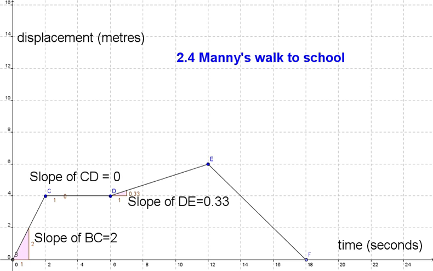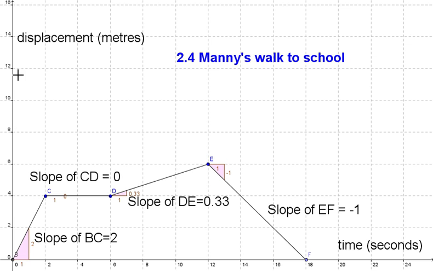And then finally, for the last segment, EF, display it there, and we can see that the slope of line segment EF is -1 meters per second. So what does this all mean? The slope of this line segment here, 2 meters per second, as we have said, is actually Manny's speed.